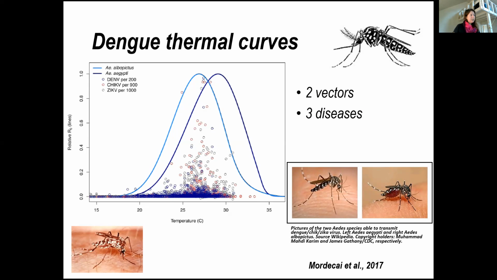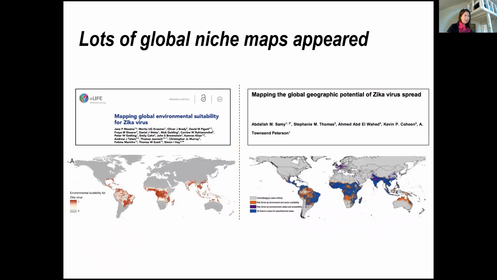under climate change? And at the same time, a lot of folks were picking up on niche modeling and producing these global maps to think about, can we predict what's going on with Zika? Because that was the pandemic of the moment that people really wanted to know more about, and we didn't know that much about it at the time.